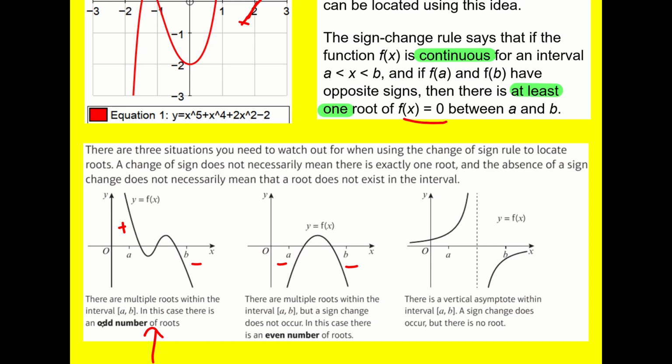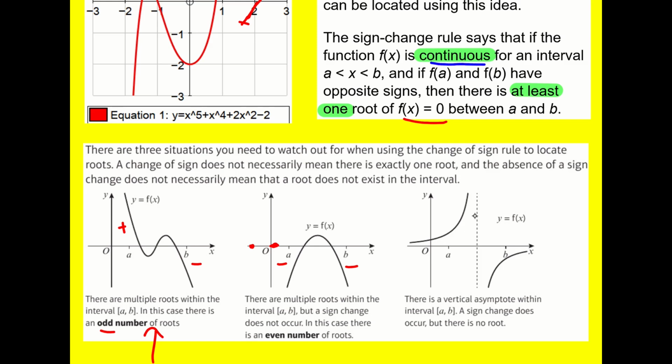So I suppose, this is nicely said, if you get a sign change, you're going to have an odd number of roots: 1, 3, 5, 7. If you don't have a sign change, you're going to get an even number of roots: 2, 4, 6, or 0, of course. There may be no roots, if I was to look between here and here, for example.